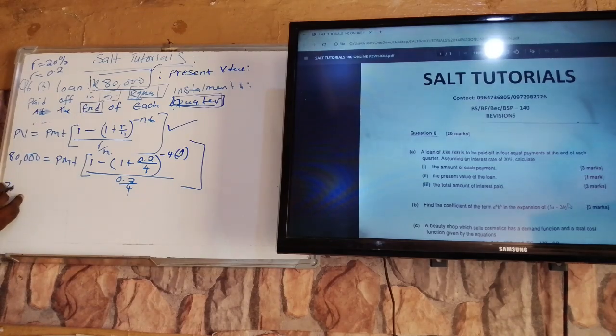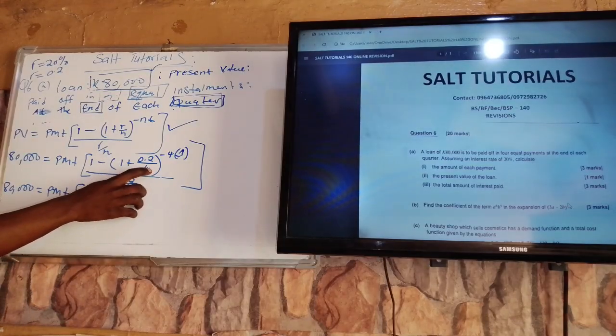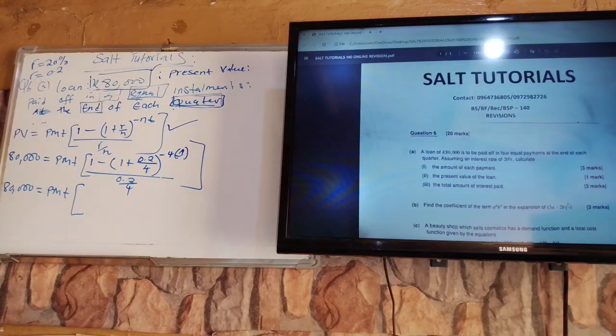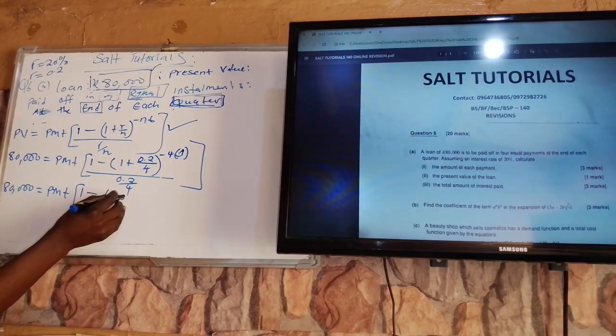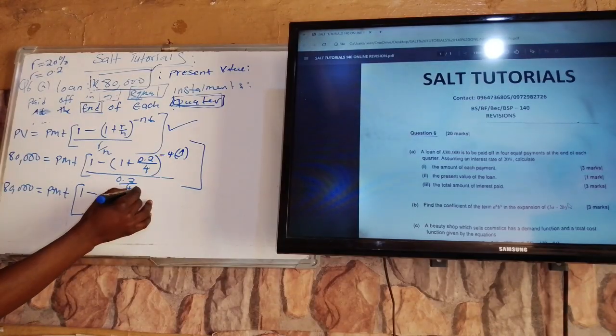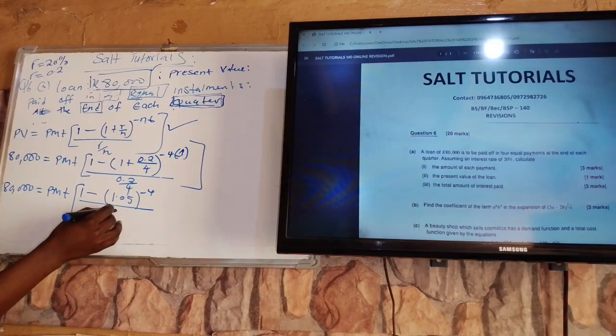So that we can have 80,000 equals PMT multiplied by, now a calculator should work. So we have 0.2 divided by 4, which gives 0.05. 0.05 plus 1, that is just basically what? So I'm going to have 1 minus, open bracket, 1.05 to the power 4 times 1, which is negative 4, over 0.05.